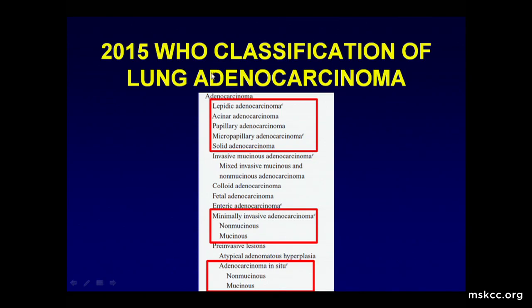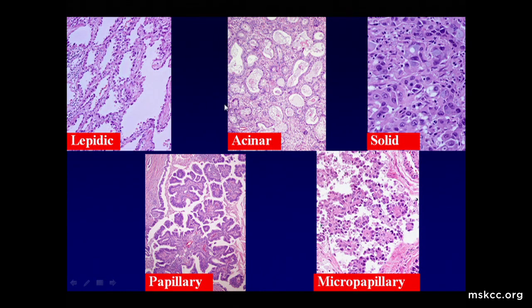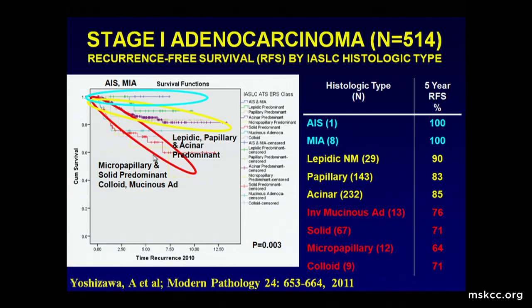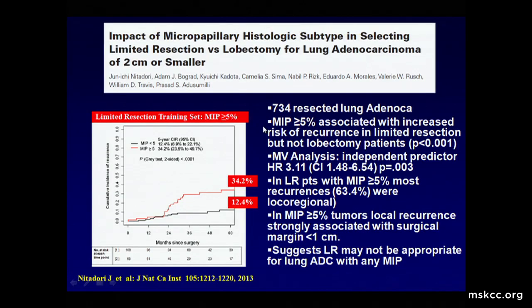And this was accepted by the 2015 WHO. Here you see the different patterns: lipidic, acinar, solid, papillary with true fibrovascular cores, micropapillary lacking fibrovascular cores. This has been shown to have prognostic significance. The solid and micropapillary having the worst prognosis as opposed to the acinar and papillary, and then the more lipidic tumors. So a couple of things happened right about the same time.